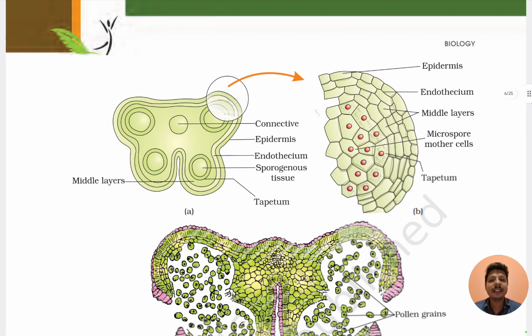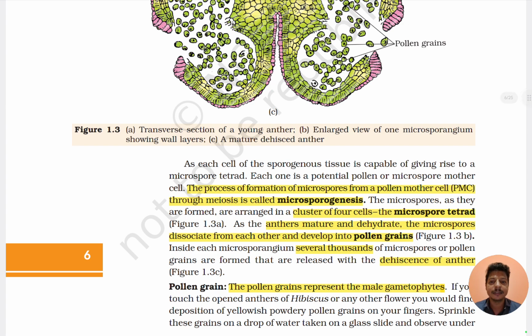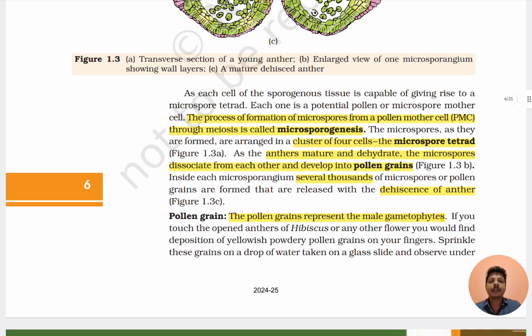Next, the diagram is there. Here you can see epidermis outer layer, endothecium middle layer, microspore mother cell, tapetum. It is a transverse section of young anther. Here, the process of formation of microspore from the pollen mother cell, PMC, through meiosis is called microsporogenesis. And the microspores, as they are formed, are arranged in a cluster of four cells, the microspore tetrad.